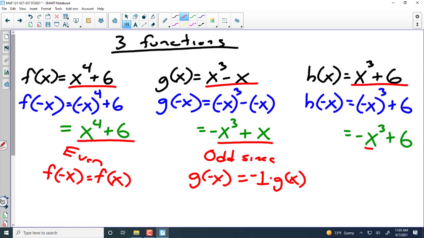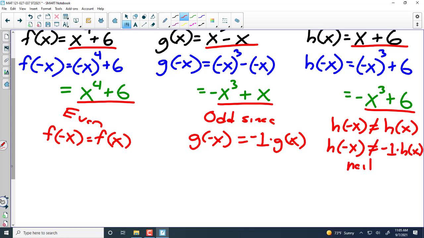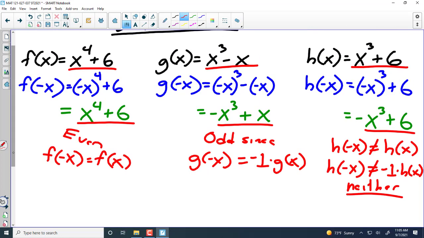This last one, is it exactly the same? No. Does it look like someone hit everything with a negative 1? No. So for this one, because h of negative x does not equal h of x, and because h of negative x does not equal negative 1 times h of x, it's neither. Make them up all the time. Some are even, some are odd, some are neither. It can be surprising, though, to some students which functions end up being even, and which functions end up being odd, and which functions end up being neither. And there are little shortcuts to this that people use, but sometimes those shortcuts can get you in a little bit of trouble. So I want to show you some trickier examples, as long as everyone is cool with these.